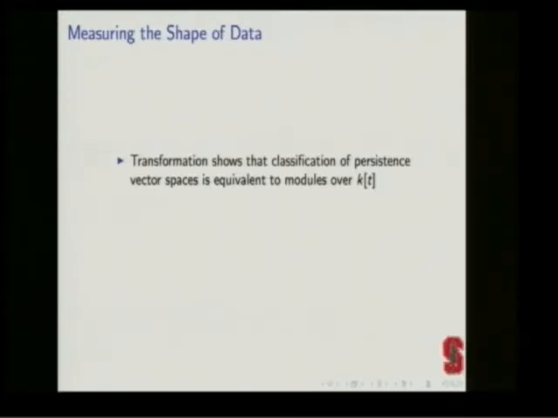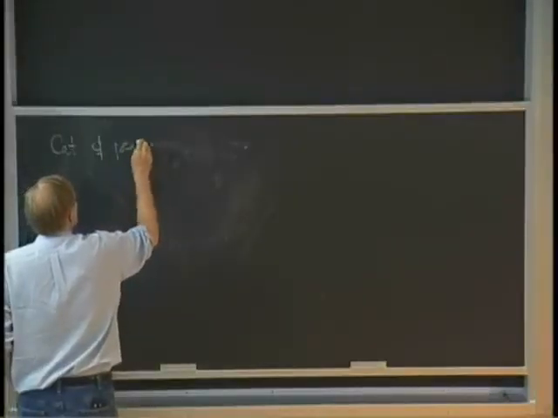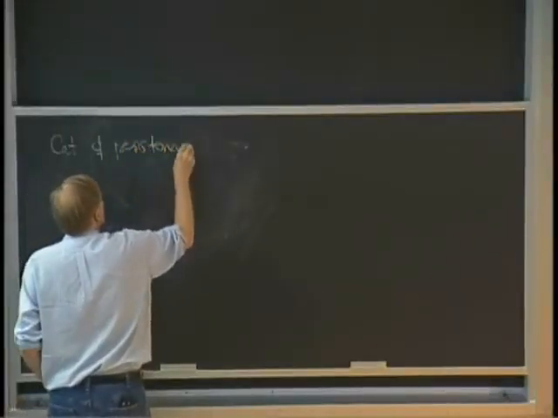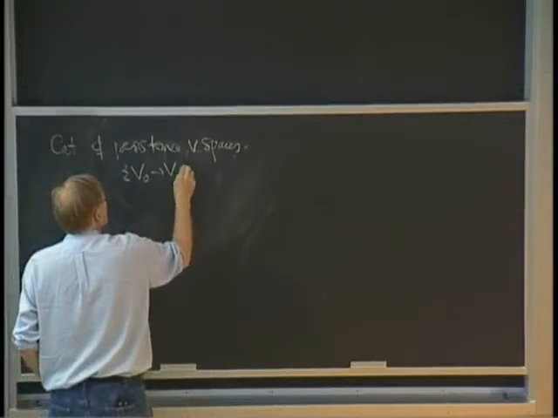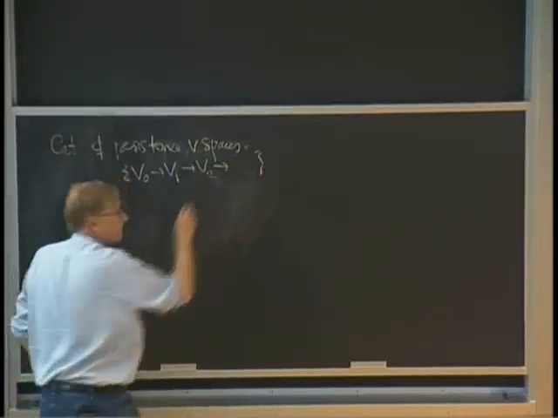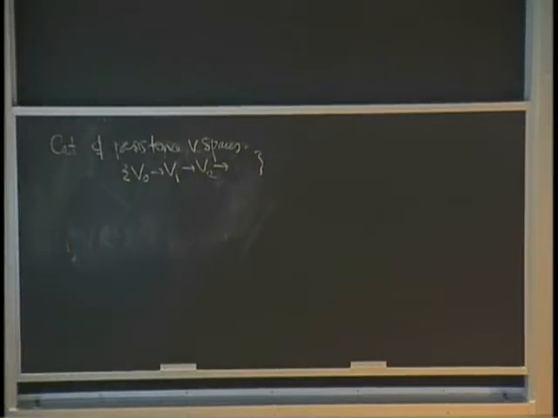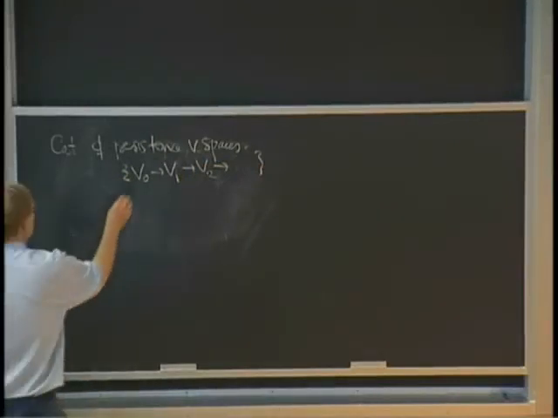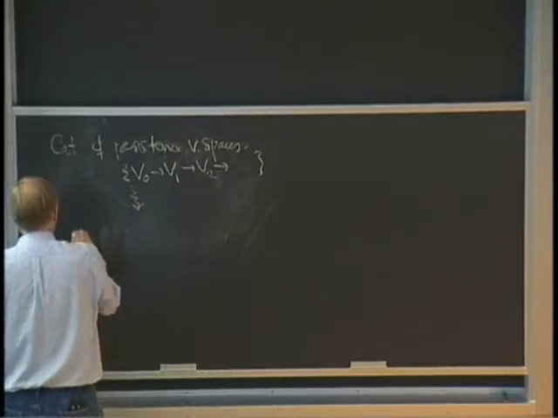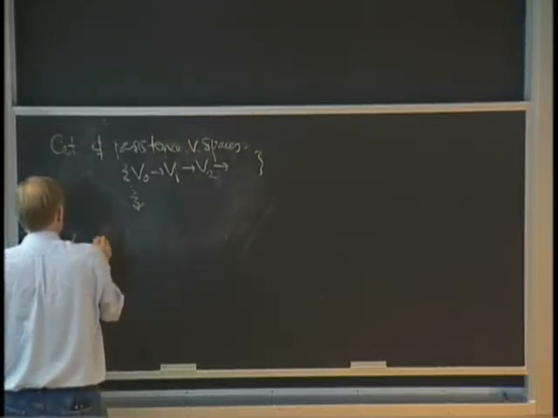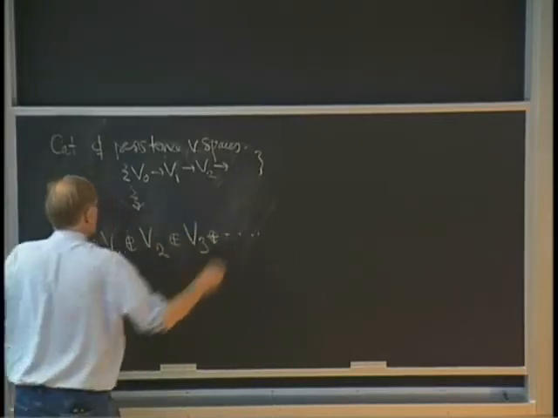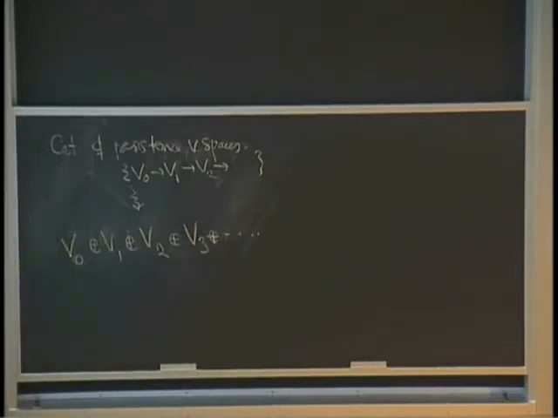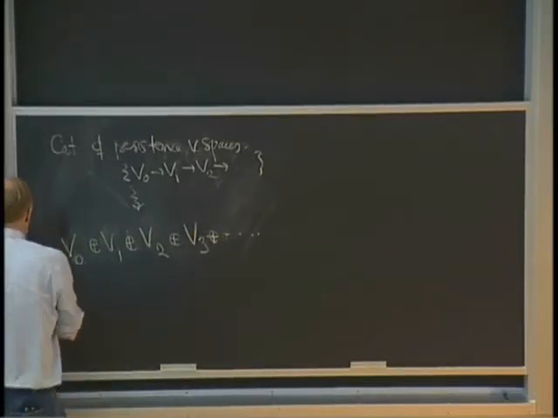So we can talk about the category of persistence vector spaces. So things, diagrams of this shape. But here's something I can do with a diagram like that. I can transform it into V_0 plus V_1, take all of them together. That's still a K vector space.